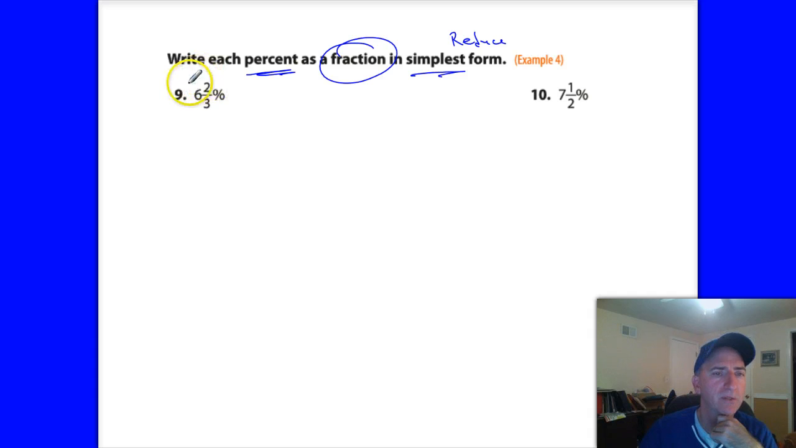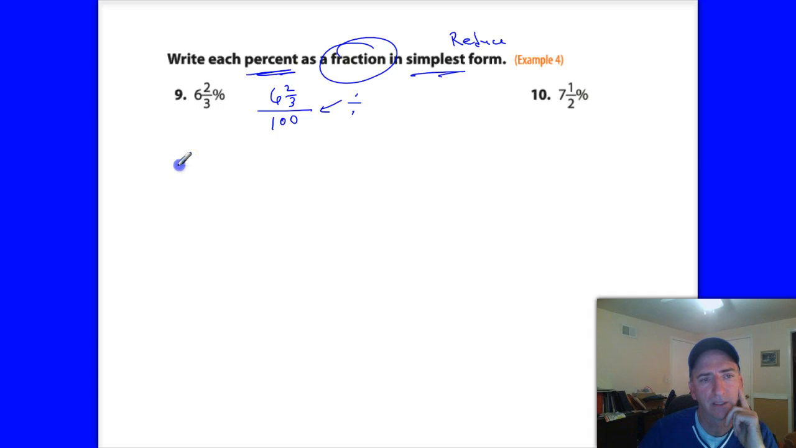Simply put, when you have a percentage, you basically have this. 6 2/3% is the same thing as 6 2/3 over 100. You just put it over 100, or in other words, you divide it by 100. Okay, so to work this out, you're going to do 6 2/3 divided by 100.